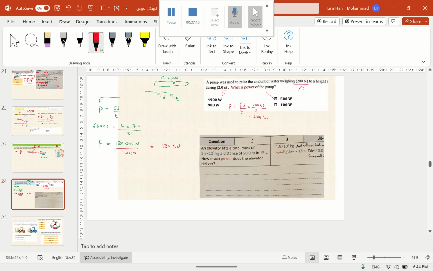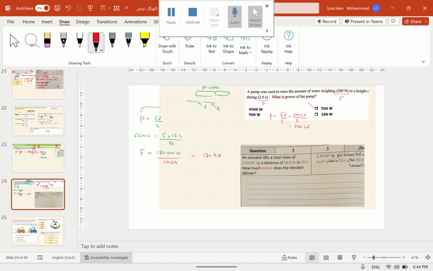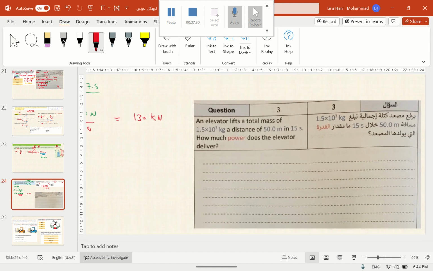This is a past ministry exam. It says an elevator lifts a total mass. Oh, there's a difference here. They didn't give you the weight, they gave you the mass. So this elevator lifts a mass of 1,500, or 1.5 times 10 to the power of 3 kilogram, a distance of 50 meters in 15 seconds. What power does the elevator deliver?